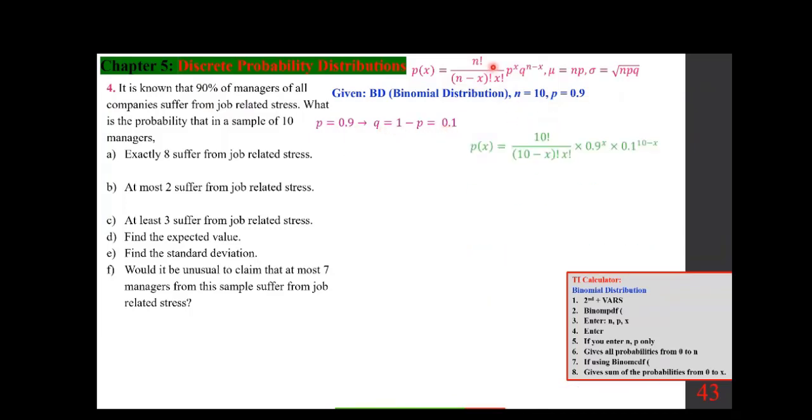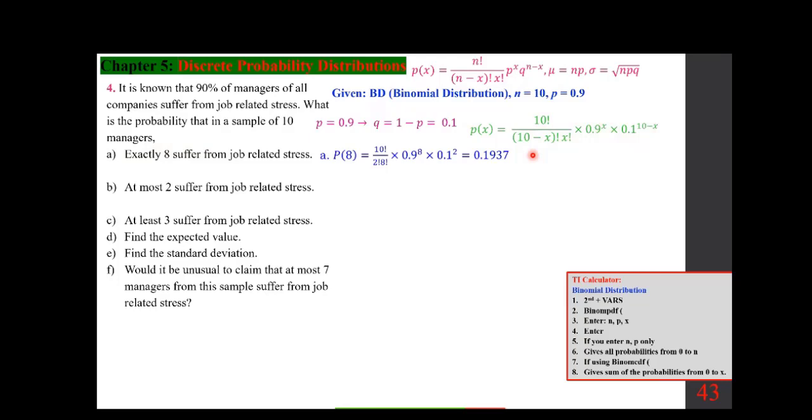So this is your formula now. Probability of X is 10 factorial over 10 minus X factorial times X factorial times, now P is replaced with 0.9, and Q with 0.1. Practically you're done. So for part A, all you have to do is replace the X with 8. So probability of 8, replace the X with 8.